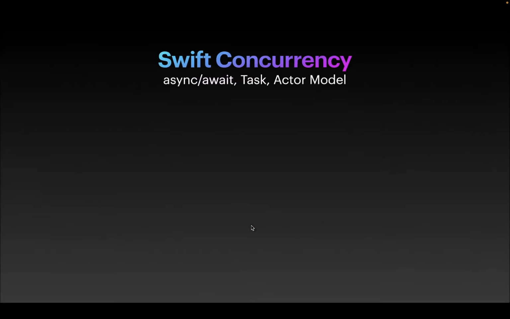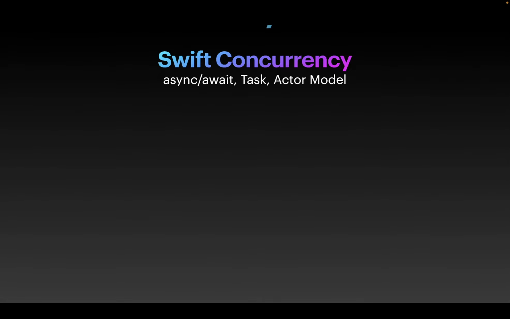Now let's move to Swift concurrency. Swift concurrency majorly consists of three concepts. The first one is the async await keywords. The second one is called the task system. And the last one is called the actor model. We're going to go through all these three things one by one.